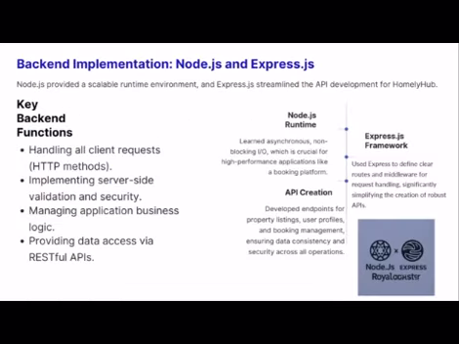Now, coming to the backend, it was developed using Node.js and Express.js. It handles all the logic: user registration, login, property management, and booking. I used JWT tokens for authentication and password encryption, and Mongoose for database schema modeling. Here, this is the main server which handles all the client requests and implements the server-side technology.